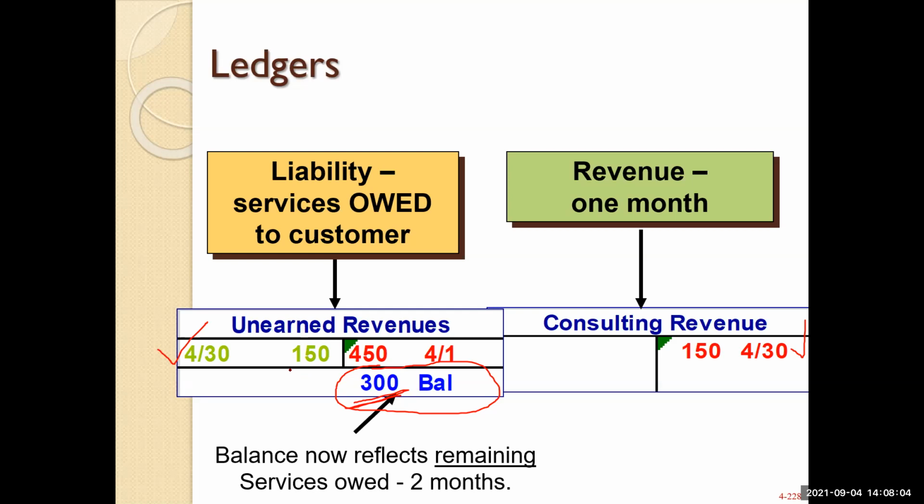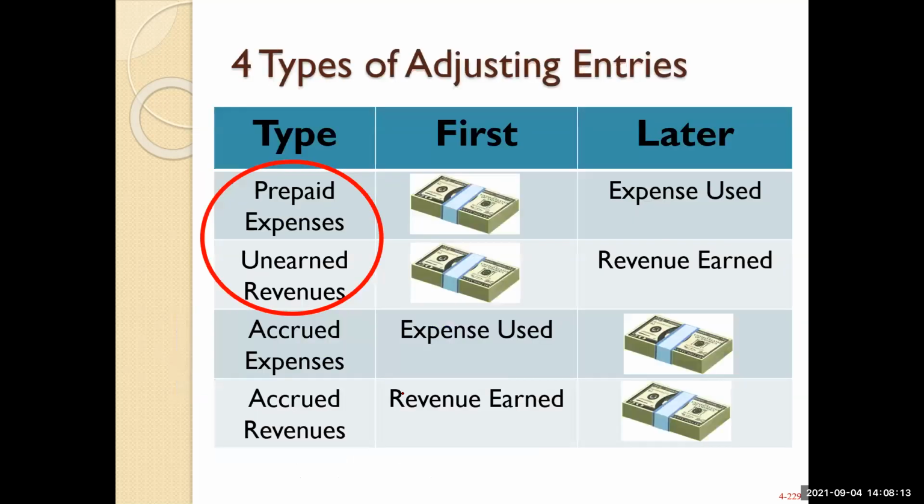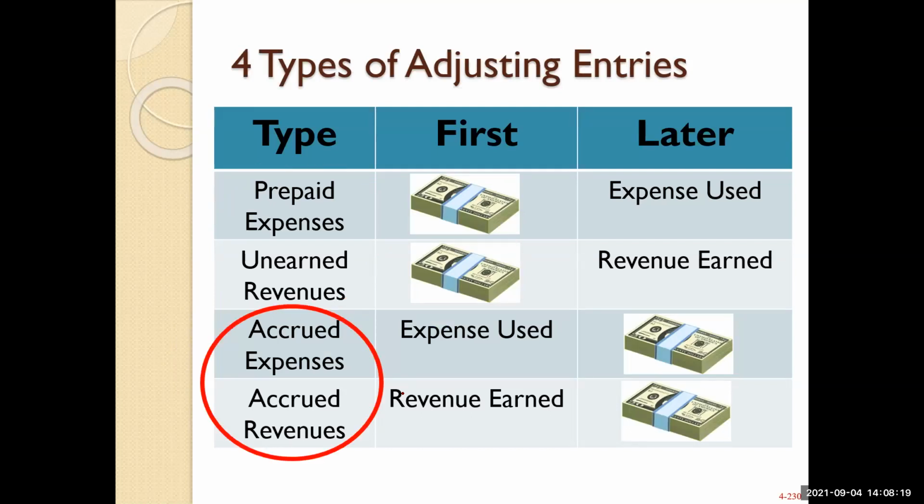So again, your entry is the change in the account, and then your balance, or what's left, will come out at the end. Okay, so that is prepaid expenses and unearned revenues. In the next video, I will explain accrued expenses and accrued revenues.